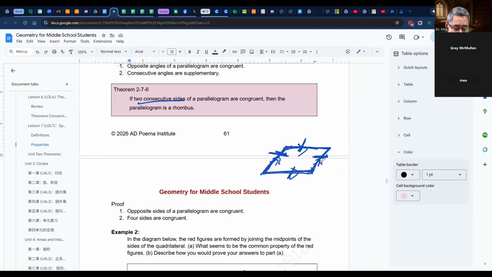And when we prove something is true, we always go to its definition. We are going to prove that something meets the definition. So therefore, we can prove that something is something. In this case, this parallelogram is a rhombus. Okay, are we good on this one?